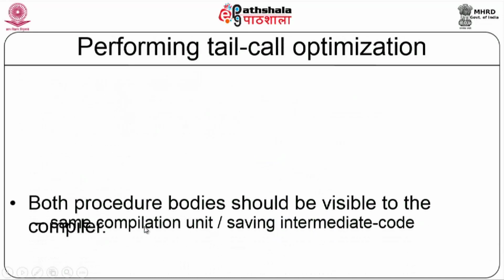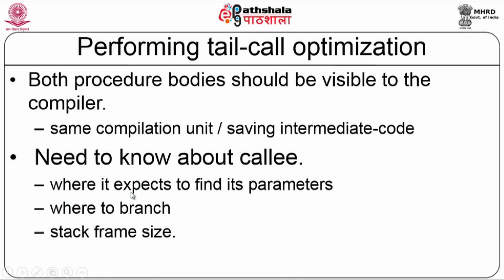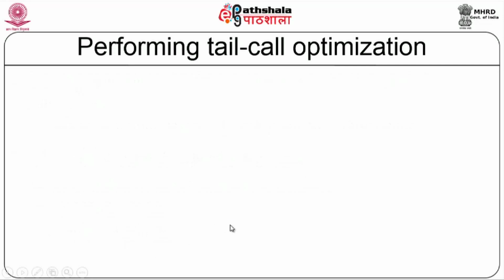So, the next one is tail call optimization. Both procedure bodies should be visible to the compiler. You can use that in the same compilation unit, or you can do it using an intermediate code. You should exactly know about the callee. So, where it expects to find its parameters, where to branch, and the stack frame size, all these things should be known. The stack frame size is our activation record size. So, those things should also be known for performing tail call optimization.